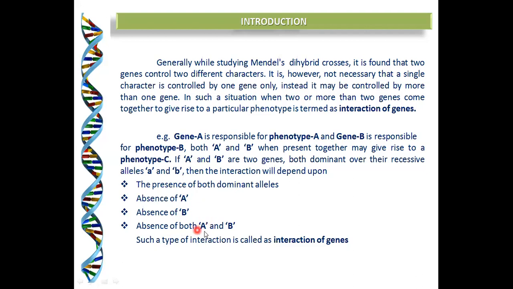When both dominant A and dominant B are absent, meaning the recessive alleles, small a and small b, are present, then also we will not get this phenotype C. Such a type of interaction is called interaction of genes. A and B genes come together, work together, interact with each other, and show a particular different phenotype. Let's see those interactions with certain examples.